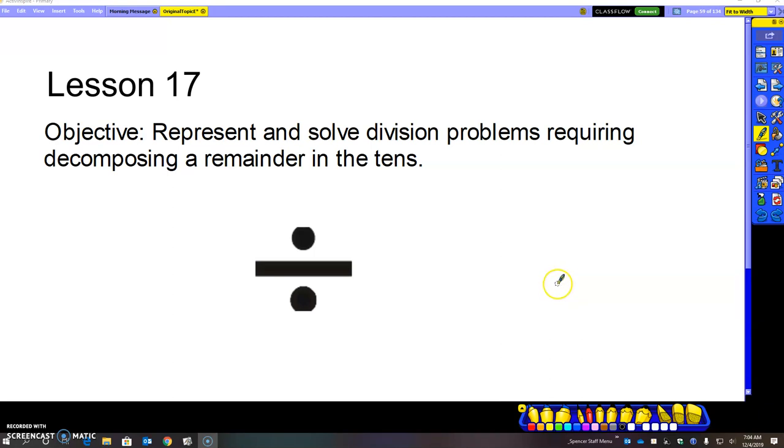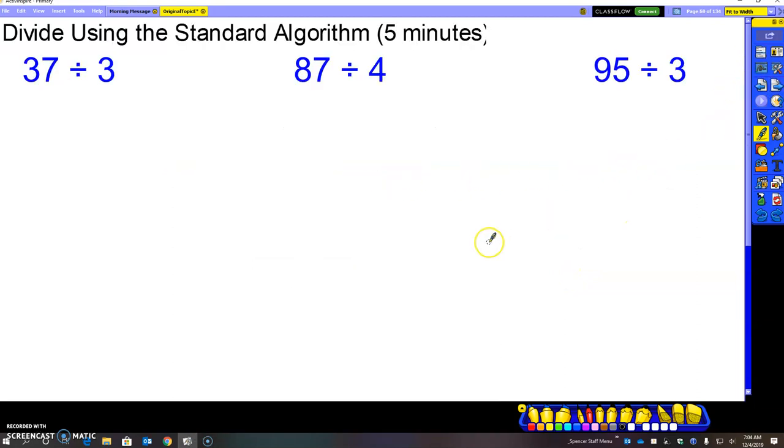That sounds complicated, but it's okay. We're just going to have a remainder in our tens that we're going to have to rename and decompose. So let's take a look at what that looks like and get started. Here's just some algorithm review from yesterday, just to get us warmed up.